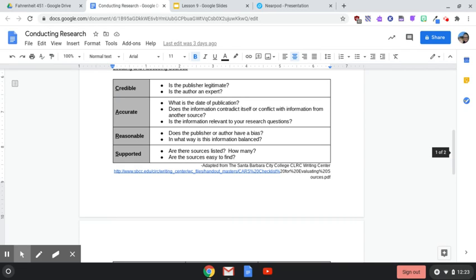In terms of reasonability, we need to think about whether the publisher or the author has a bias toward the information, and in what way is that information balanced. In terms of whether it is supported, that refers to our sources. Are the sources listed? If so, how many are there? Are the sources easy to find?